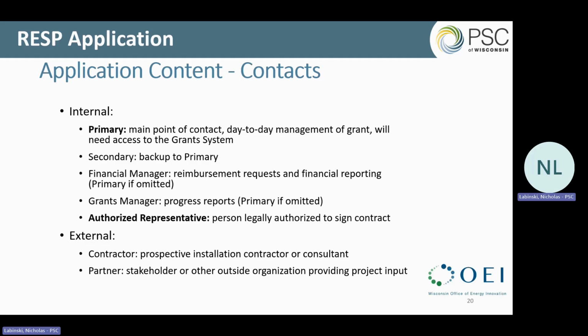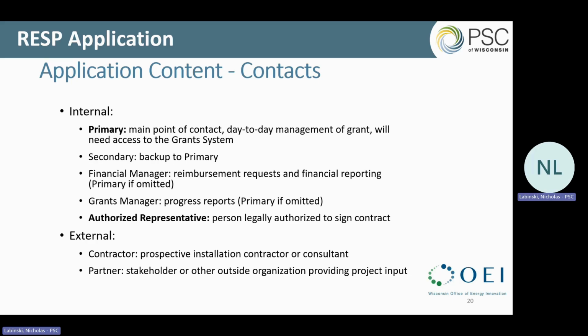So for internal contacts, you will enter a primary contact. This person will be the main point of contact. They will manage the grant day to day. They will need access to the grant system. Secondary contact is a backup to this primary. If you have a financial manager that deals with reimbursements and financial reporting, you may put them here. This will be the primary contact if omitted. If there's a grant manager that does progress reports, also put them here. Otherwise, this will also be the primary contact.